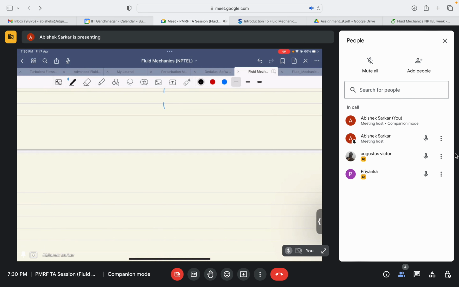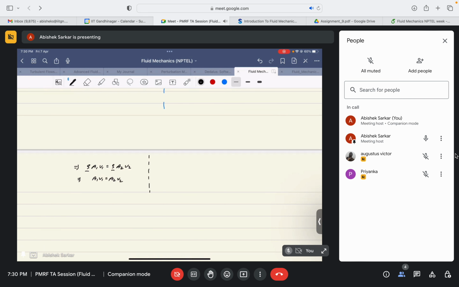Rho A1 V1 is equal to rho A2 V2. Okay, Augustus says rho A1 V1 is equal to rho A2 V2. Is the density different or the same in this formulation that you are telling? Because if they are the same, then we can just remove it, right? There's no point of writing rho A1 V1. Then we can just write A1 V1 equal to A2 V2. Okay, this is what Augustus says.